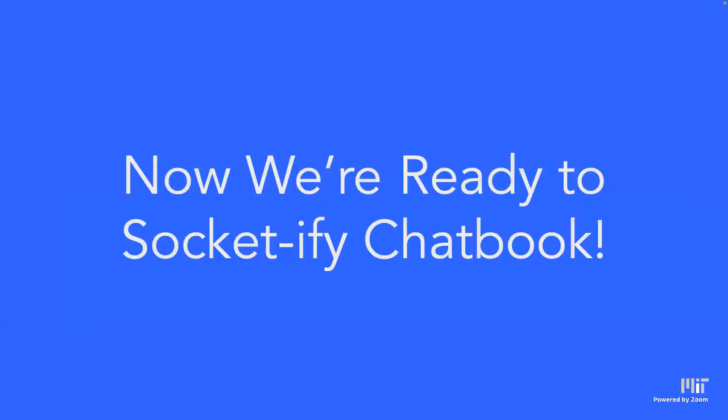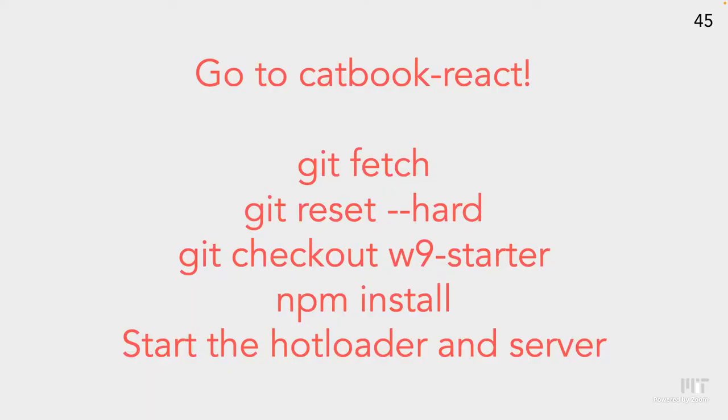So let's get started. Why don't you open up Catbook React, make sure you run git fetch and git reset --hard. One thing you should remember is if you made any changes and have unsaved files, you should press save on those files before running git reset --hard, or else it will not recognize that change and not clear it for you. And then once you've done that, run git checkout w9-starter, and that should bring you to the branch that we'll be working on for today.